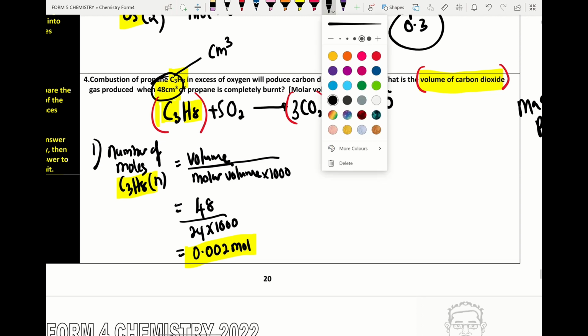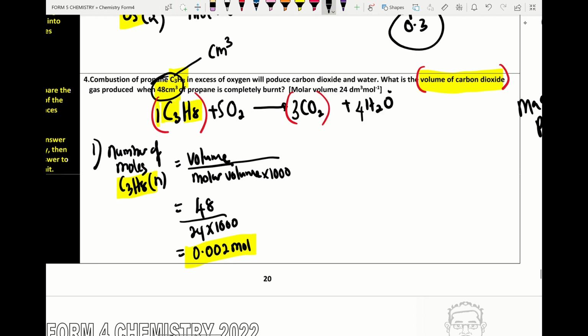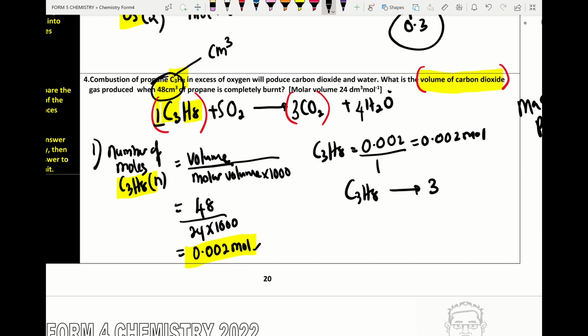Alright, so please check from the equation. So we have 1 mole. So what I do, I take C3H8 from the answer given. So we take 0.002 divided by 1. So we will get 0.002 mole. Alright, so we try to find the ratio. How to find the ratio? So we take C3H8 is 1 mole, gives us 3 mole of carbon dioxide. So we take 1 times 0.002, so we will get 0.002 mole. Alright, so here we times 3. 3 times 0.002 mole, so we will get the answer 0.006 mole.